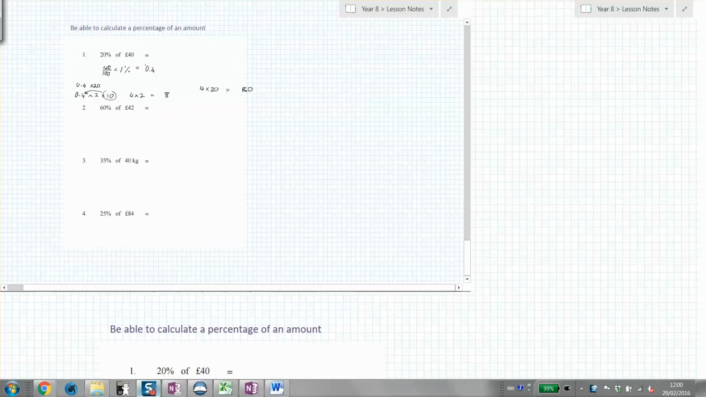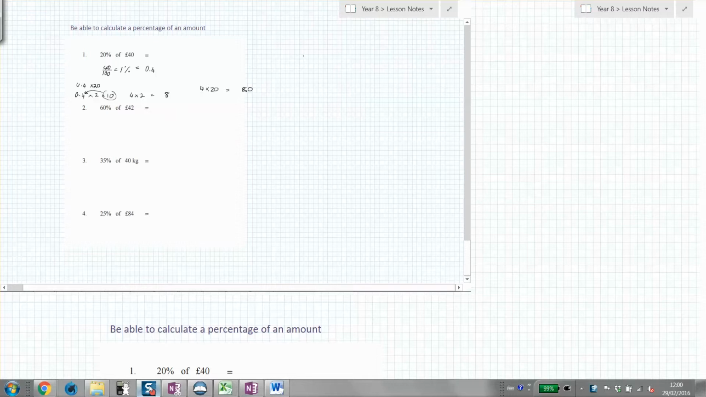So what Izzy chose to do was divide by 100 and times by 20. That's fine. You could have, quite rightly, divided by 10 to find the 10% and then times it by 2. We actually end up with the same answer. There is actually another way, which is what I saw Daniel do. Daniel, would you like to explain how you did it?